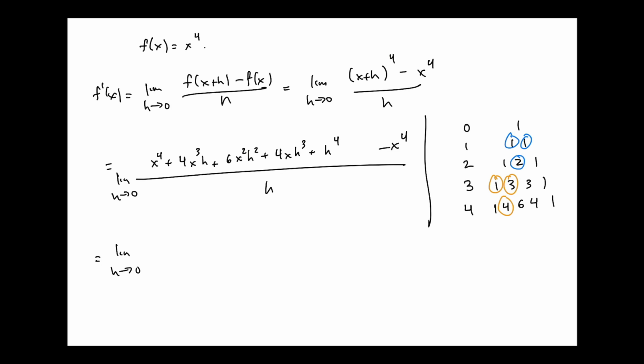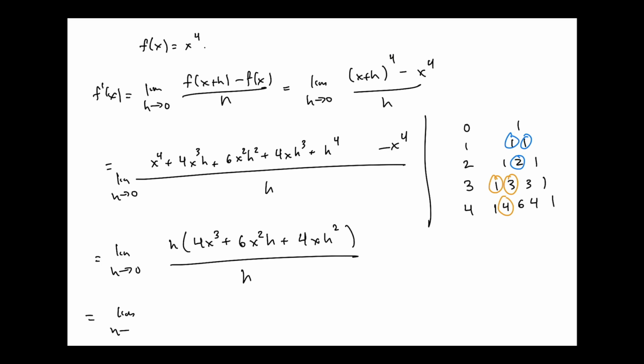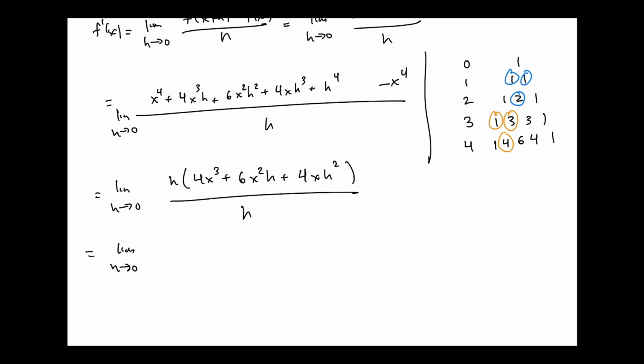So I'd have h times 4x cubed plus 6x squared h plus 4xh squared all over h. So I cancel the h, and then after I've canceled the h, there's only one term that doesn't have an h attached to it anymore. The second term from the FOILing step.